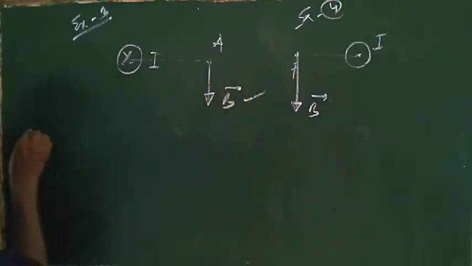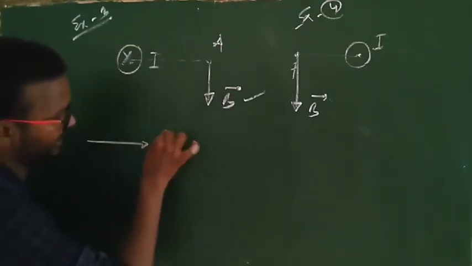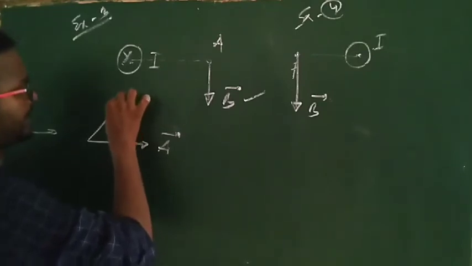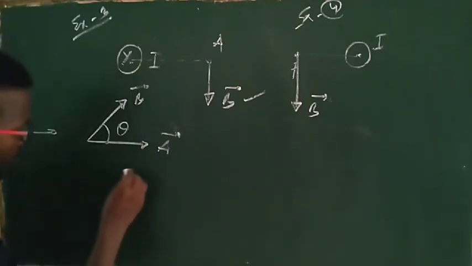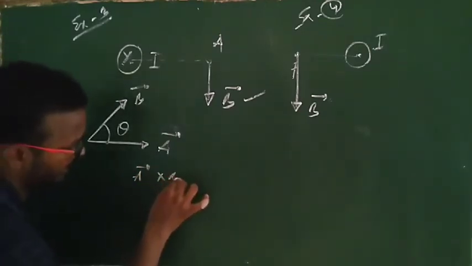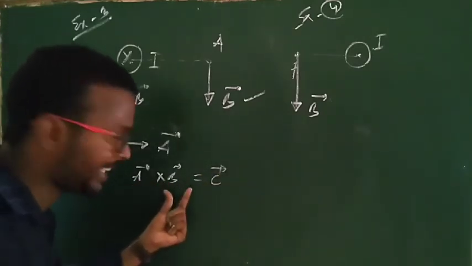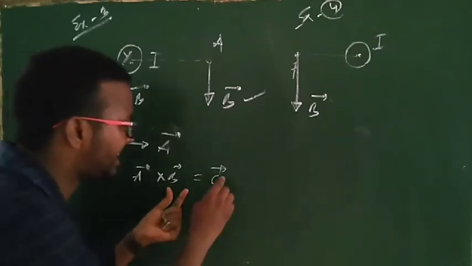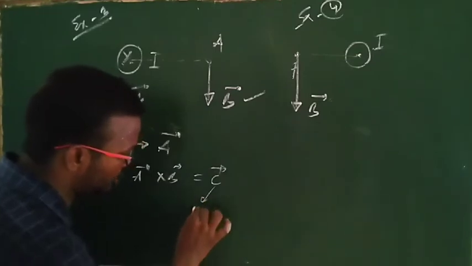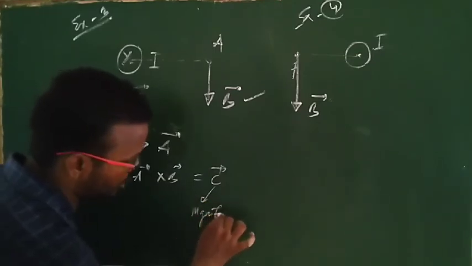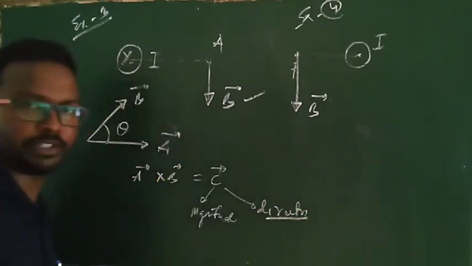Clear? Suppose there is a vector A and another vector B, and the angle between the two vectors is theta. So A cross B equals vector C, because we know the vector product, the cross product of two vectors, gives a vector quantity. That means it possesses both magnitude and direction. So direction is important.